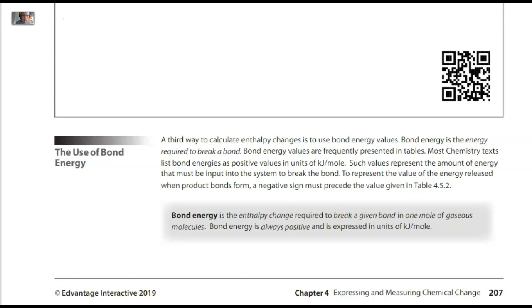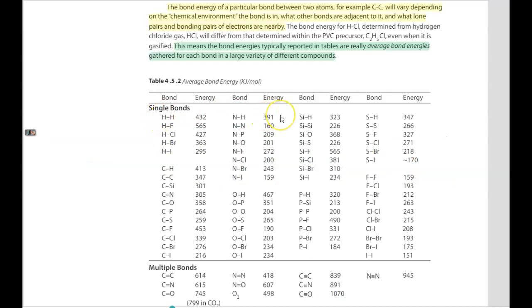So let's see what this looks like. We're going to flip our page. All right, so here is this amazing table, table 4.5.2, average bond energies. And again, it's in kilojoules per mole. Notice it says average. We'll come back to that in a moment. Notice also that every one of these values is positive, because by definition, bond enthalpies are the energy in kilojoules per mole it takes to break a mole of bonds, assuming the molecules are already in their gaseous state, which we just assume they are.